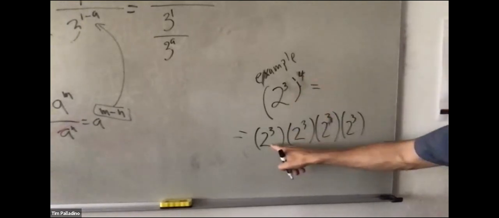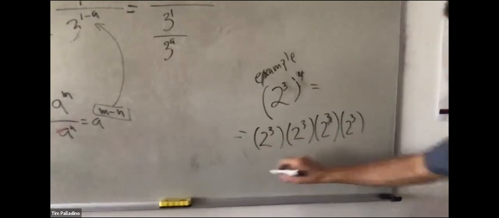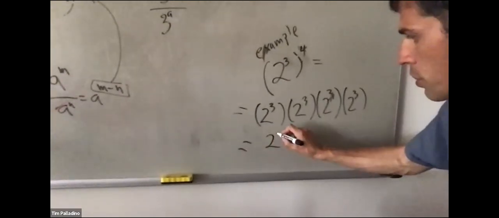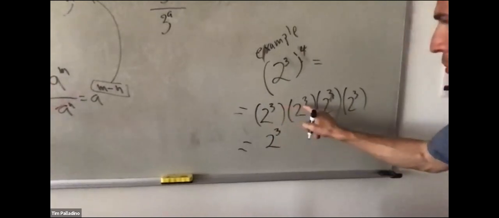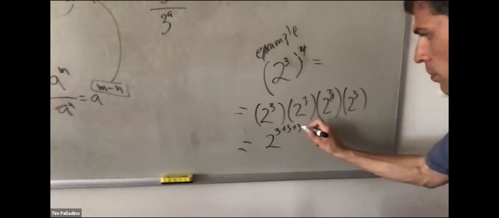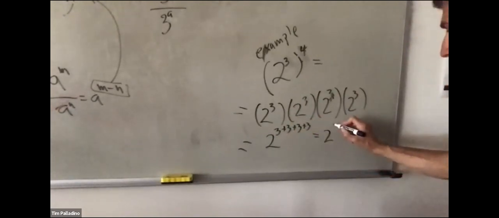So another way to think of that is, if I were to apply my other rule, I could also say, can you guys see that number? This would be 2, they all have the same base, 3 plus 3 plus 3 plus 3. So this would be 12, so 2 to the 12th power.